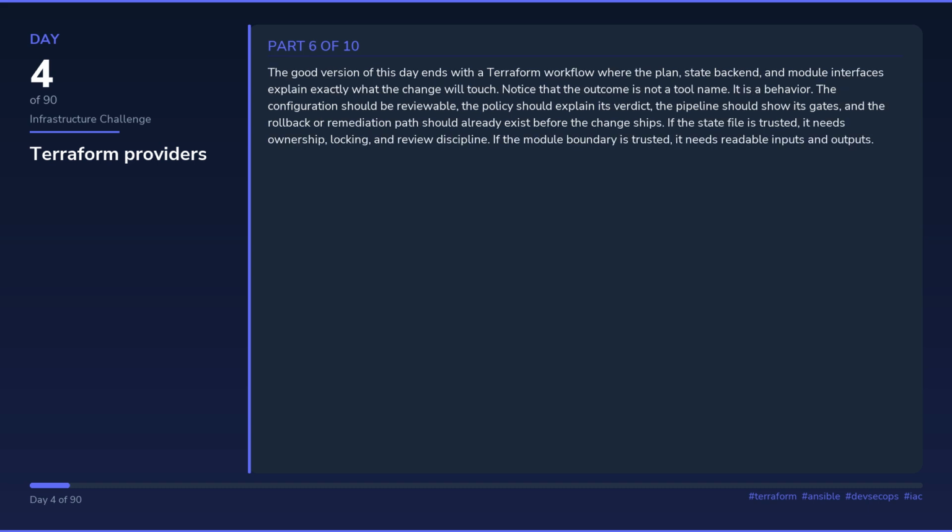The good version of this day ends with a Terraform workflow where the plan, state backend, and module interfaces explain exactly what the change will touch. Notice that the outcome is not a tool name. It is a behavior. The configuration should be reviewable, the policy should explain its verdict, the pipeline should show its gates, and the rollback or remediation path should already exist before the change ships. If the state file is trusted, it needs ownership, locking, and review discipline. If the module boundary is trusted, it needs readable inputs and outputs.